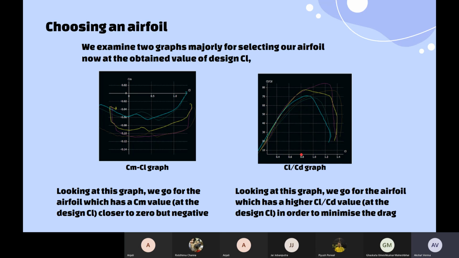So if our design CL is approximately 0.8, among these two airfoils, we will select the airfoil with the yellow curve, because it has a higher CL by CD value, and thus it will provide us less drag.